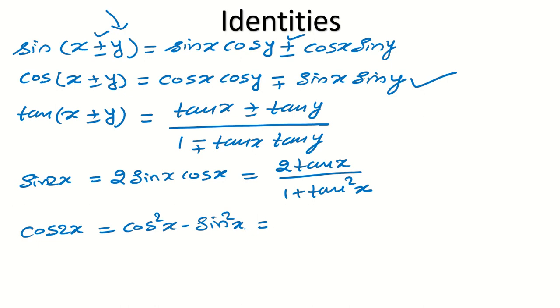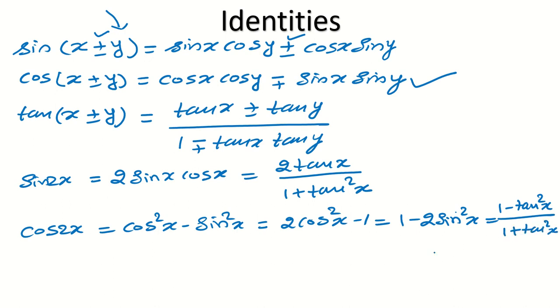Now you can change it into a further three identities, like 2 cos square x minus 1 is equal to 1 minus 2 sine square x, or it can be equal to 1 minus tan square x divided by 1 plus tan square x. Okay. Now another can be tan 2x is equal to 2 tan x divided by 1 minus tan square x. From where did I get this identity? In this identity, just write x is equal to y. You will get this identity.